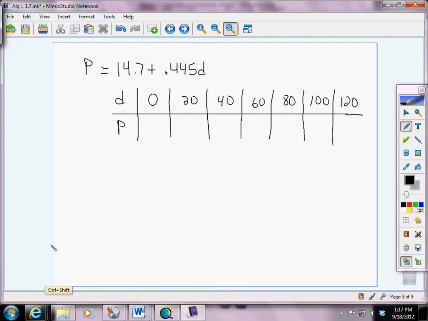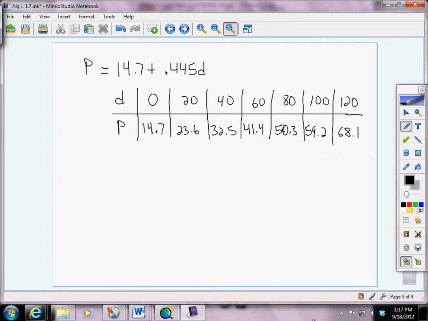So all we're going to do now is input our independent variable, our D. We're going to substitute that in and solve the equation. When we do that, these are the values we get out. We put 0 in for D, obviously that cancels, we're left with 14.7. If we put 20 in for D, we get 23.6. 40 is 32.5 psi of pressure. 60 is 41.4. 80 is 50.3. 100 is 59.2. And 120 is 68.1.